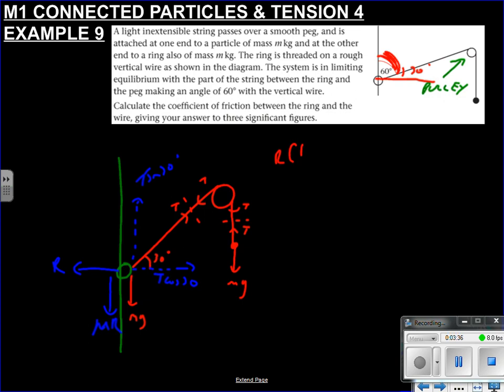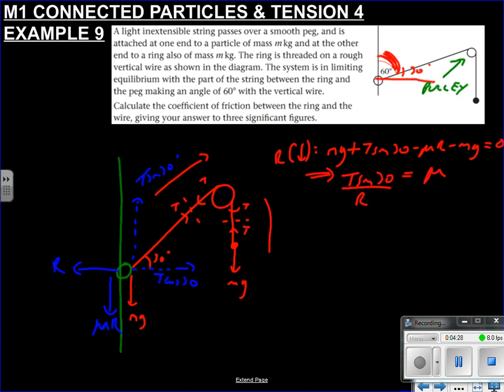So now we can start solving the problem. Let's do it like we normally do it. It's a combined system. What's the forces going down? Well, it's mg. And what else is helping it? Well, T sin 30 is helping it. I hope you understand that the particle is flowing down, and the string is trying to pull this thing up. What's opposing it? Well, it's mu R, and also the weight of the other particle, the ring, and this all equals zero because we're in equilibrium. As we're trying to find mu, let's make mu the subject. So the mg and the minus mg cancel. So you get T sin 30 equals mu R, so therefore mu is T sin 30 over R.